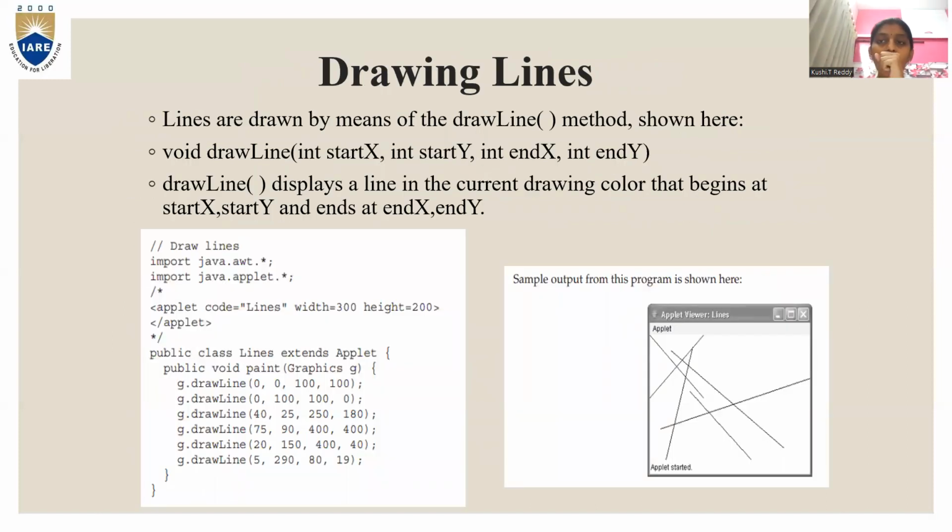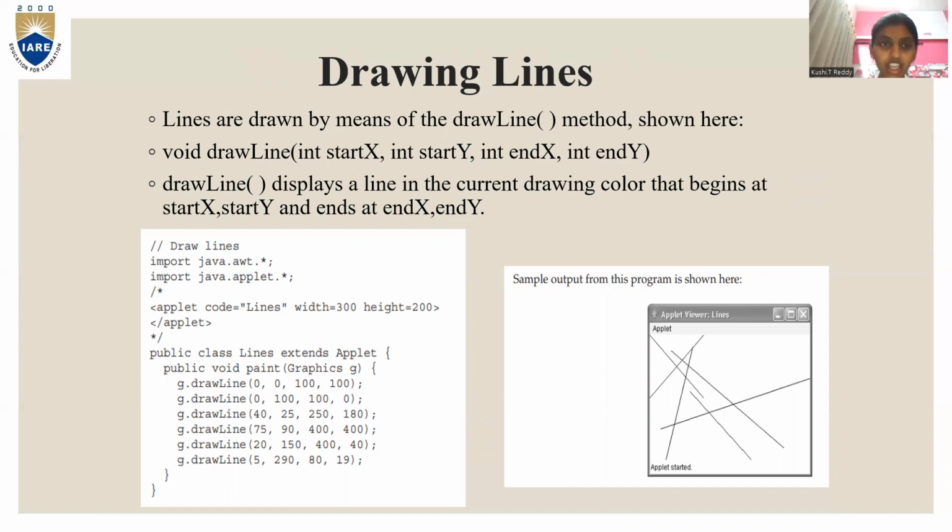So first, we are going to draw a line. Lines are drawn by means of the drawLine method shown here. This is the syntax which we use to draw a line: void drawLine(int startX, int startY, int endX, int endY). Starting x and y points and ending x and y points are given. drawLine displays a line in the current drawing color that begins at startX, startY and ends at endX, endY.